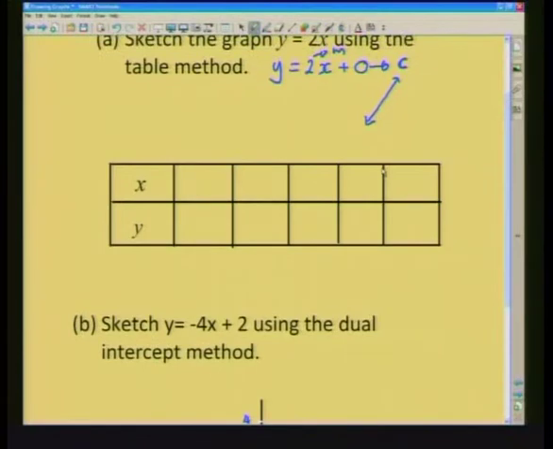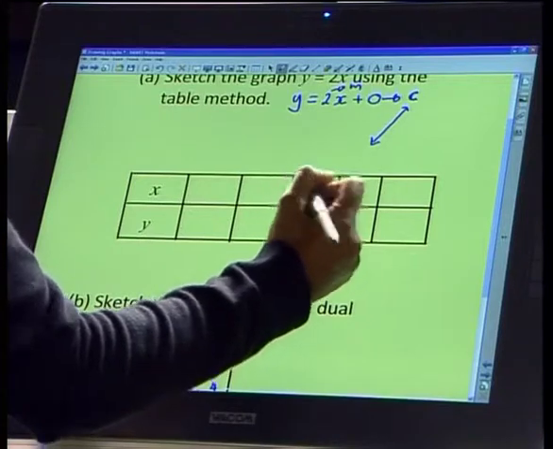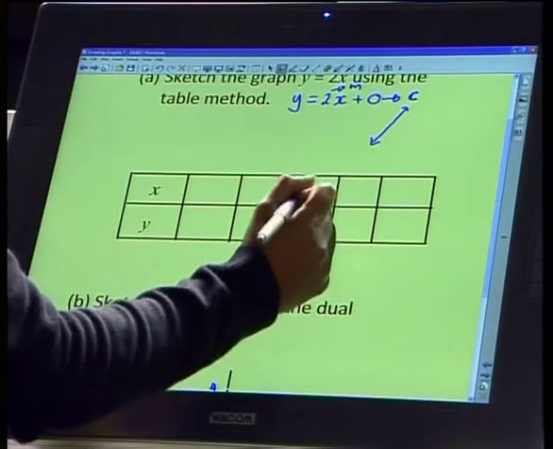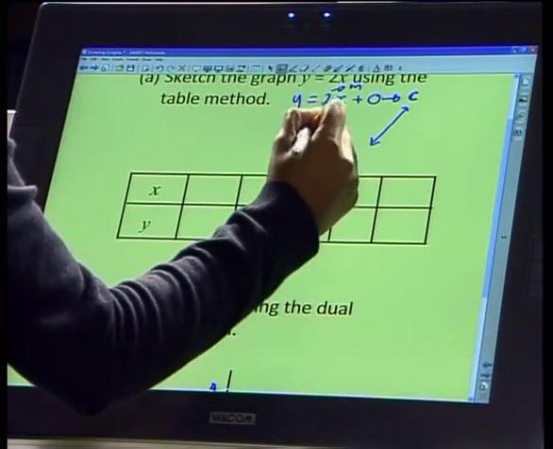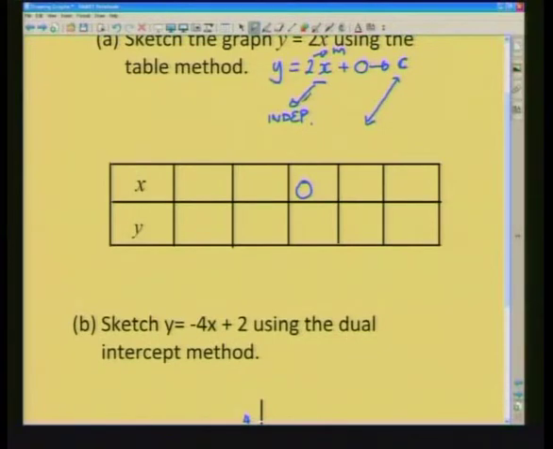Now with the table method, you have to use values, and this is really at your own discretion. It's sort of like substituting into a formula and then sketching a graph, which we did before. What you have to do is decide what values you would like to put in that table. So there's no set rule. But what I like to do is always use naught, because naught is an intercept, which tells us where the graph's going to cut an axis. So I always like to use naught for the value of x, which are always your independent variables. Remember from before we said that the x values are your independent variables.